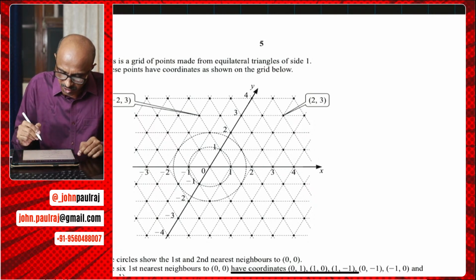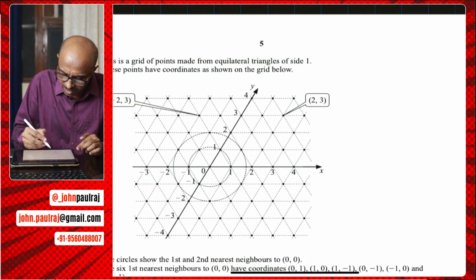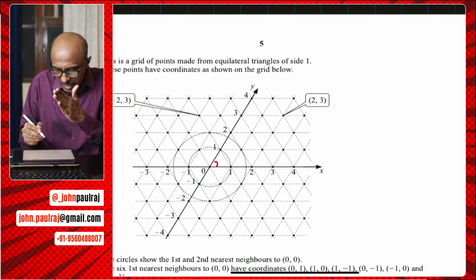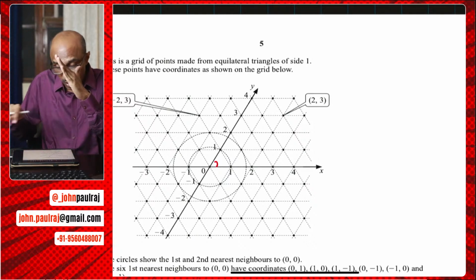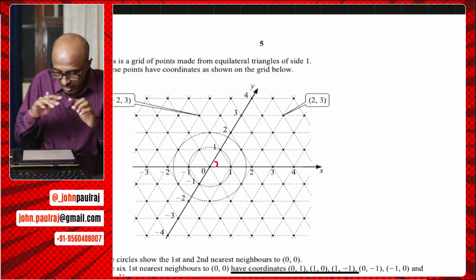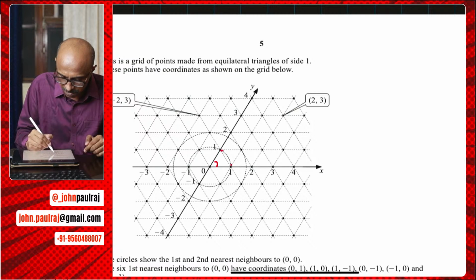These points have coordinates as shown on the grid. If they are equilateral triangles, then this angle here must be 60 degrees, right? So all those lines parallel to the y-axis, this is the y-axis in this case, are inclined at 60 degrees to the horizontal x-axis, and each line parallel to the x-axis forms those triangular grids, and you can see those points there. So that's the grid of points made from equilateral triangles, and each side is a unit 1.